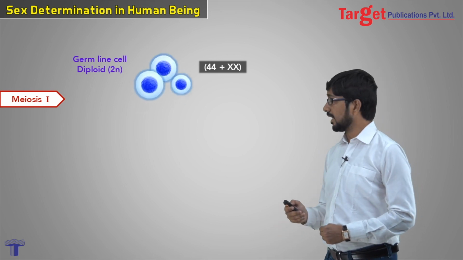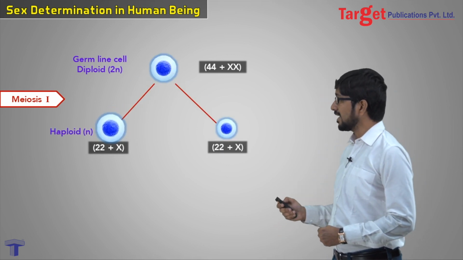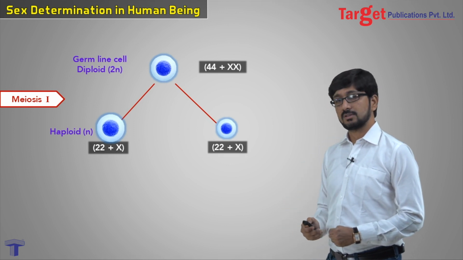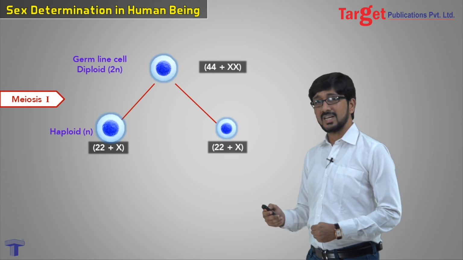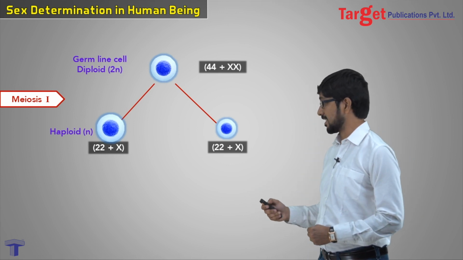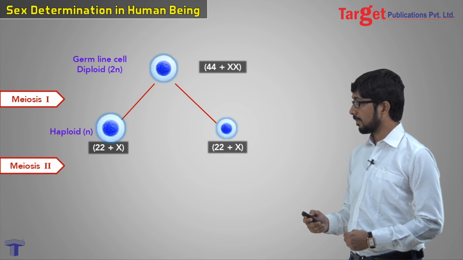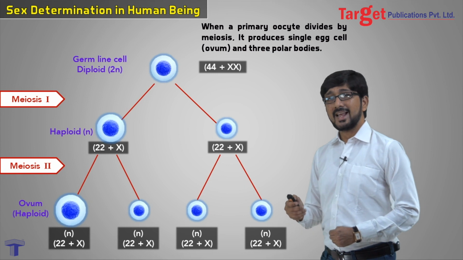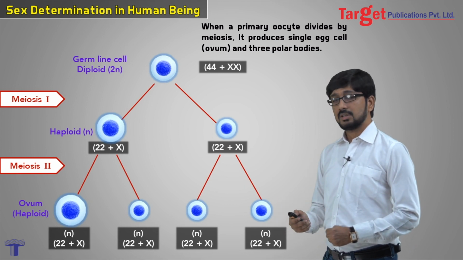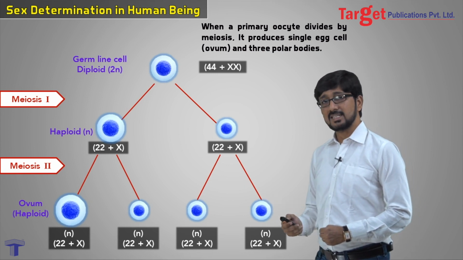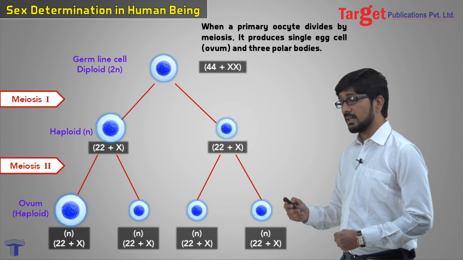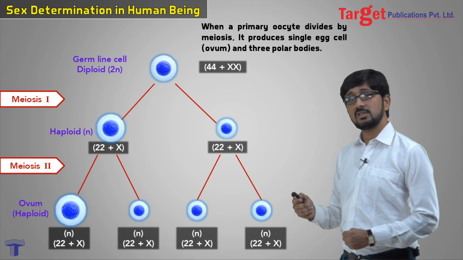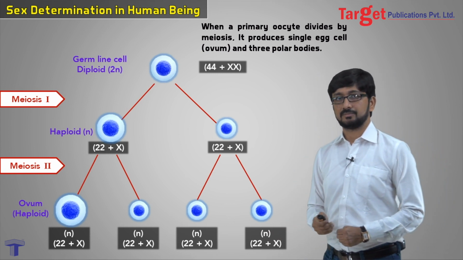In meiosis 1, again two haploid cells are formed. That means which contain single set of chromosomes, that is 22 autosomes plus one sex chromosome, that is X. After meiosis 2, 4 haploid cells are produced. That is, each cell contains single set of chromosomes, that is 22 plus a sex chromosome, that is X. So this was all about the production of ova.